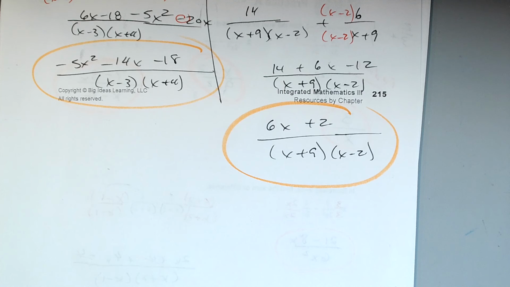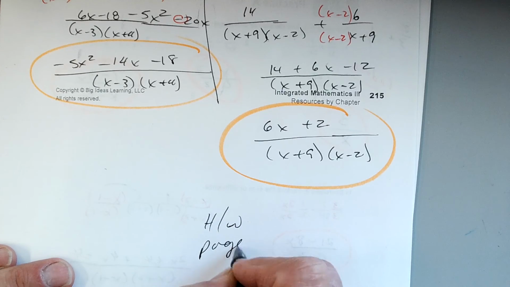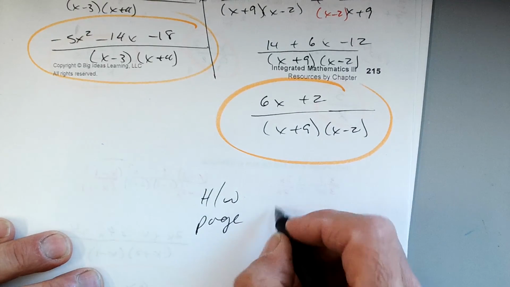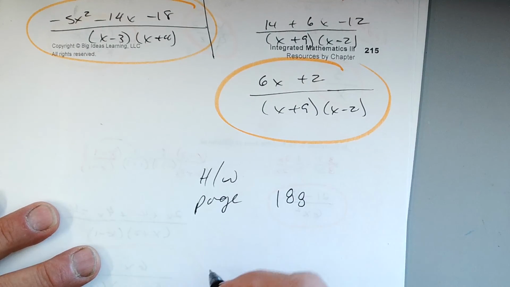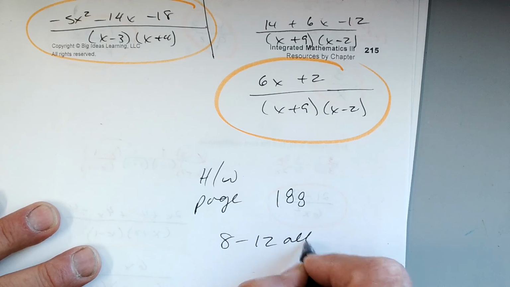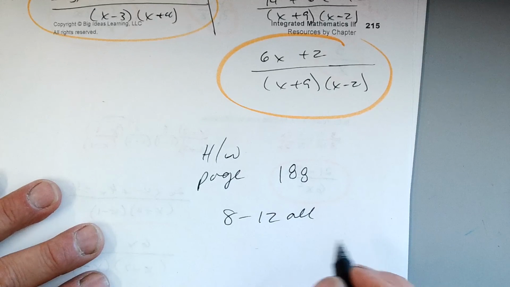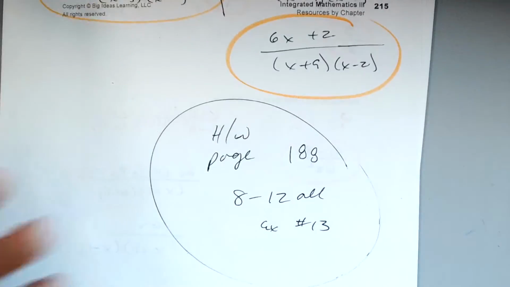So homework. We can get it done. You want me? And I'll help you. So homework today. Let's do page 188. I'll have you do 8 through 12. So just same section. So it's only, what, 5 problems? And the extra is number 13. Okay, and I don't mind helping you at all.